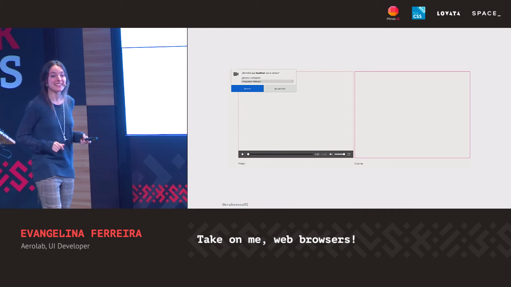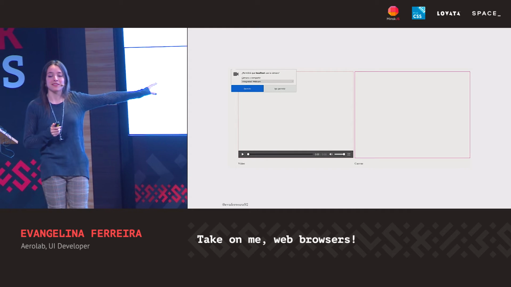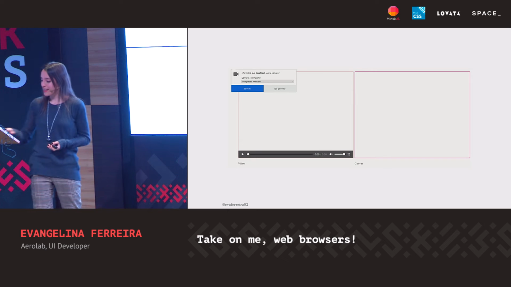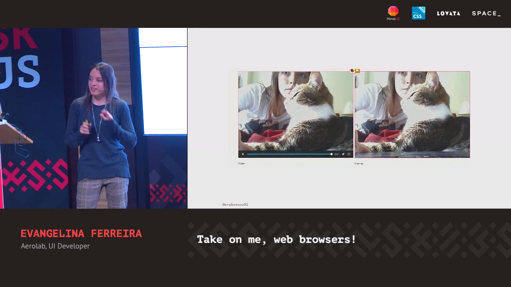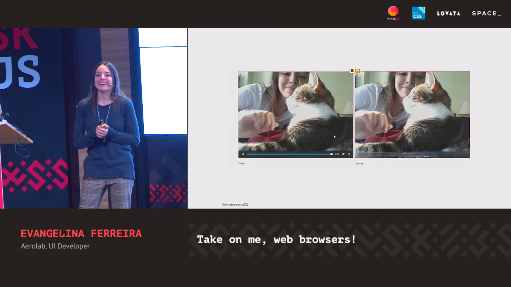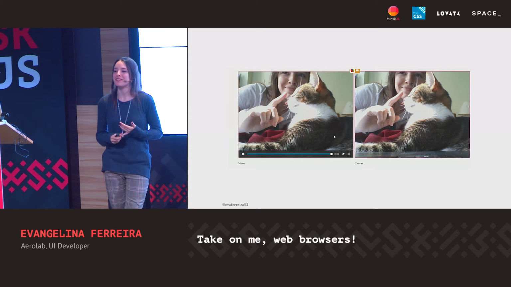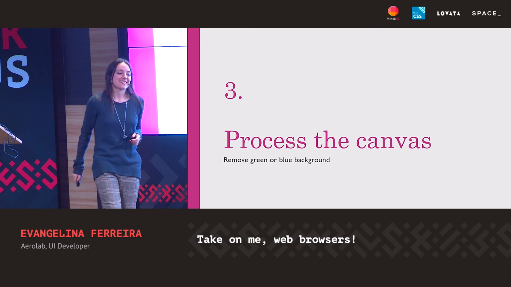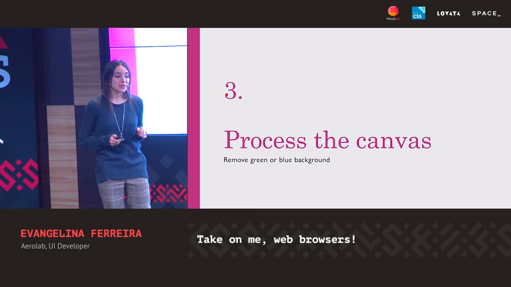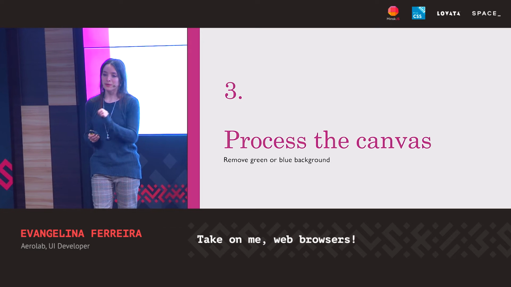So you get something like this. On the left, you have the original video, and on the right, the canvas. So you get my cat. And that means exactly the same content on one side and on the other side. Next, we need to process the canvas. So we will remove green or blue.